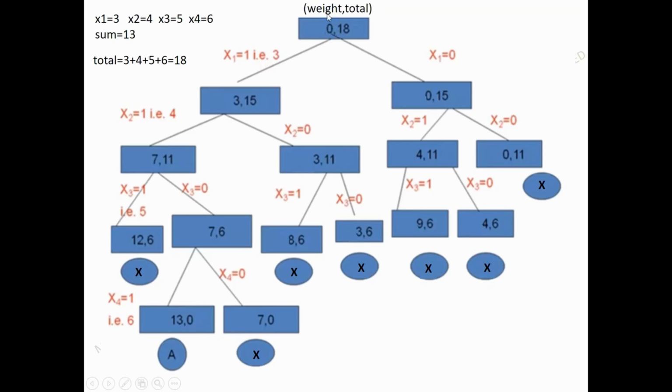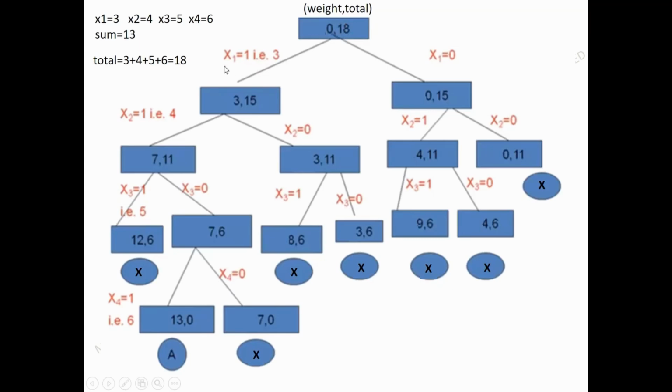As you keep on adding a new element into the partial set, originally the partial set has a value equal to 0 and the total available value is 18. As you keep on adding elements to this partial subset, the weight value will keep on increasing and the total remaining value will be decreasing by the same factor.